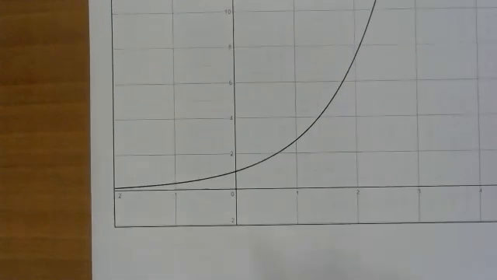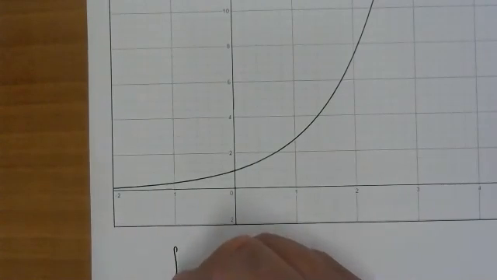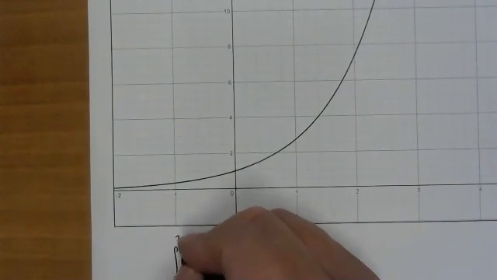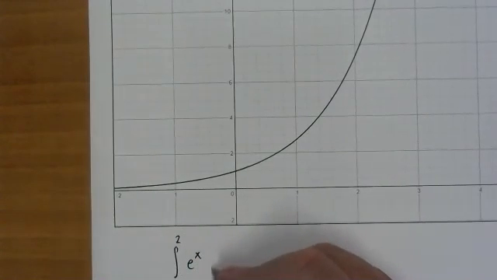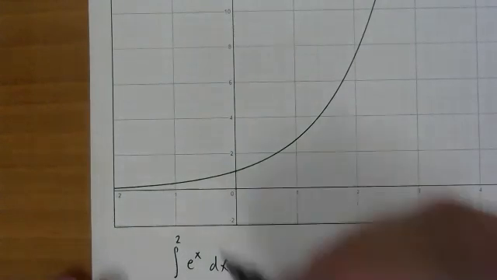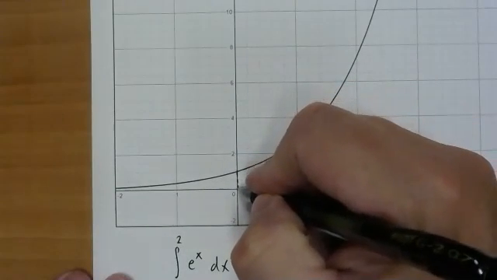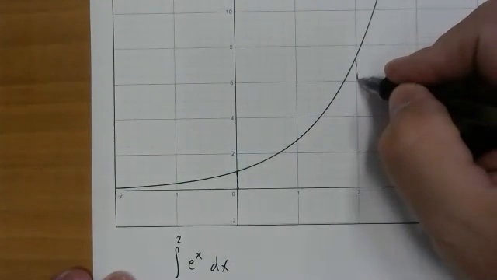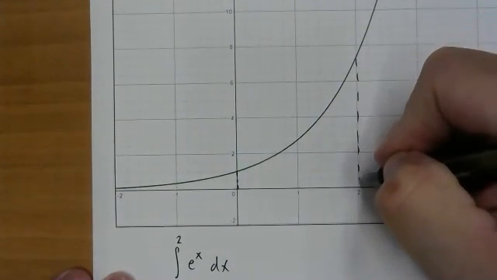But this actual problem is just going to be: find the area under the function e to the x from 0 to 2. Where 0 is right here, 2 is right here.